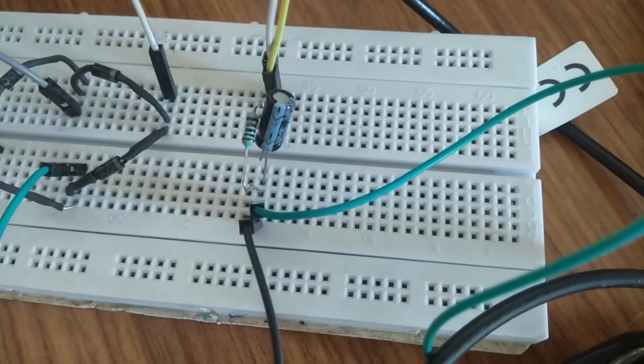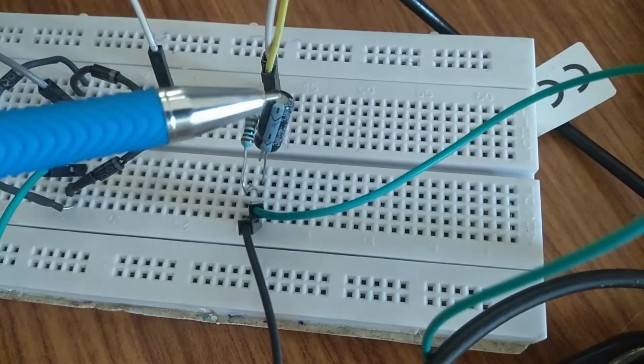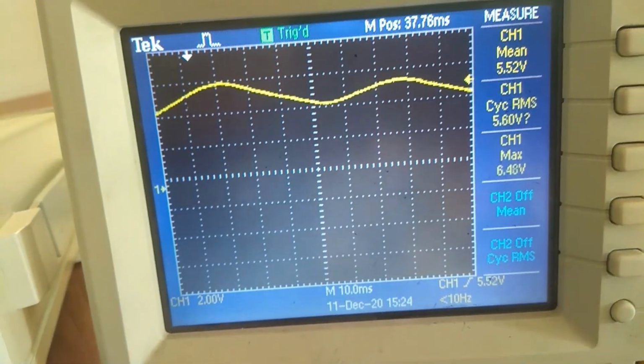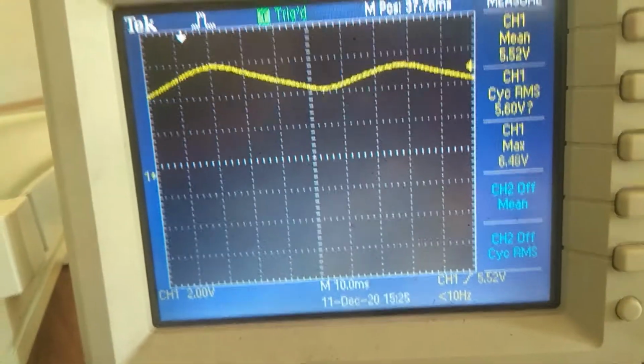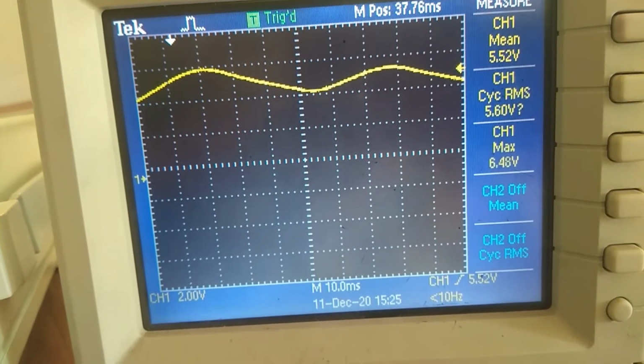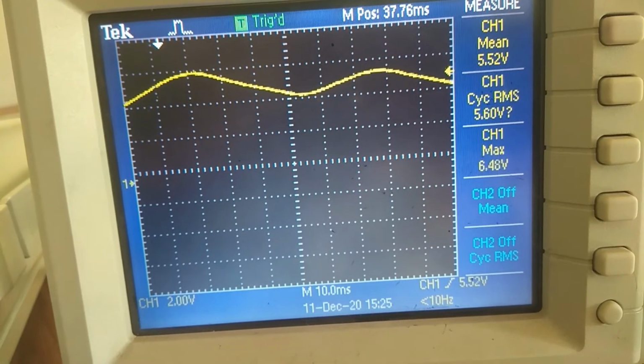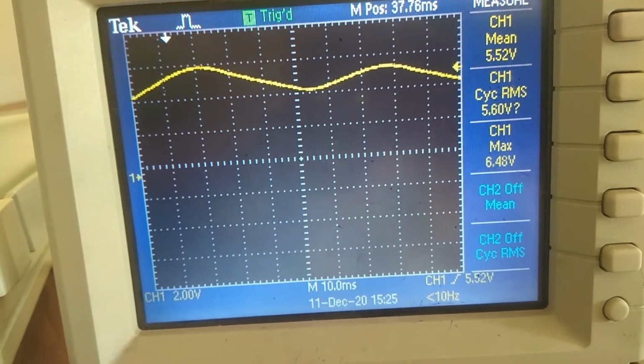Now we are going to zoom on the circuit. If you look at the circuit, in addition to this R, I have connected this capacitance, and if you look at the output, it will be looking like this. This is your output. Now if you want to calculate all these values, the mean value is around 5.52, means the DC component has increased, and this is your RMS value.